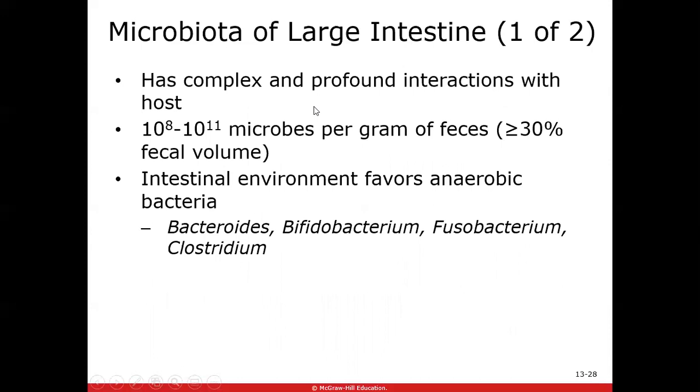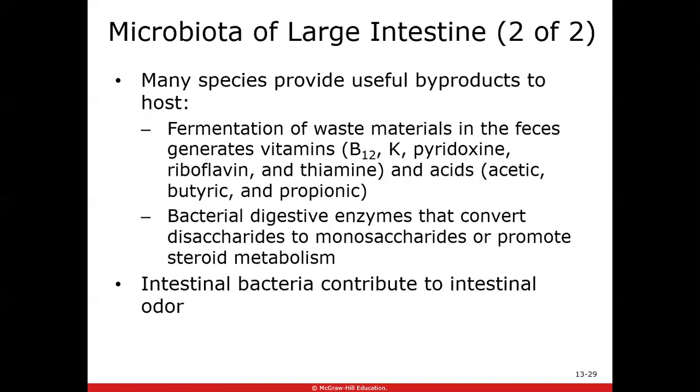Now here's the microbiota of the large intestine. It has complex and profound interactions with the host, being you. You have 10 to the 8th to 10 to the 11th microbes per gram of feces. That represents about 30% of the fecal dry volume. So if you don't have any water associated with it, 30% of the feces is actually bacteria or microorganisms. The intestinal environment favors anaerobic bacteria. Many species provide useful byproducts to hosts. Fermentation of waste materials in the feces generates different vitamins, key among them vitamin B12 and vitamin K. Then you have bacterial digestive enzymes that convert disaccharides to monosaccharides, or promote steroid metabolism. Intestinal bacteria also contribute to the intestinal odor.